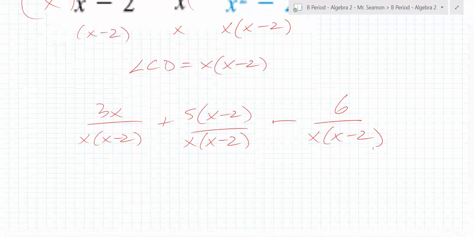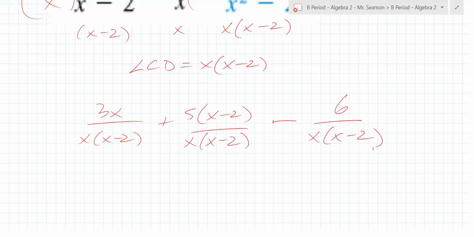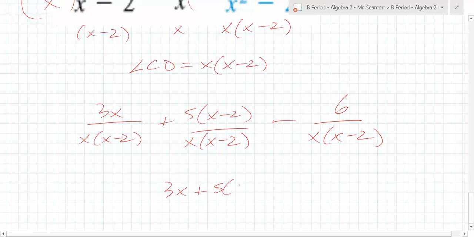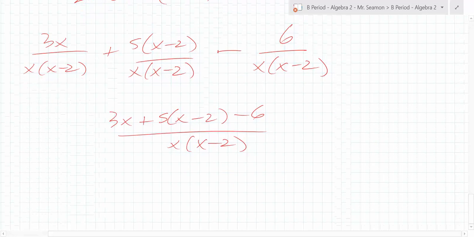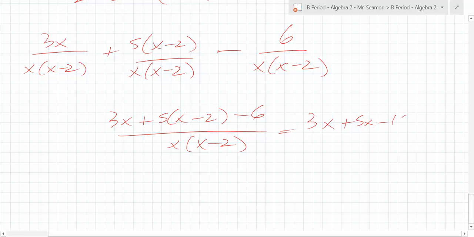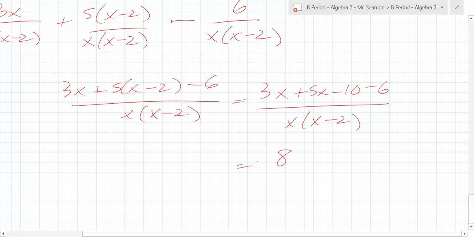Do you have a common denominator now? Yeah, you do. So you end up with 3x plus 5 times x minus 2 minus 6 over. Now, theoretically, could you clean up the top? Yeah, you end up with 3x plus 5x minus 10 minus 6 all over x times x minus 2. How many x's on top do you have? 8x minus 16 over x times x minus 2.